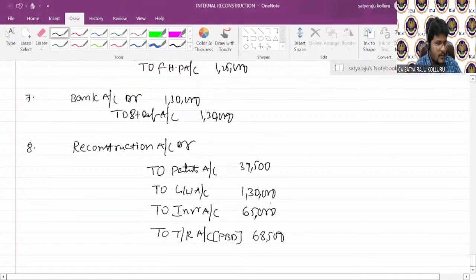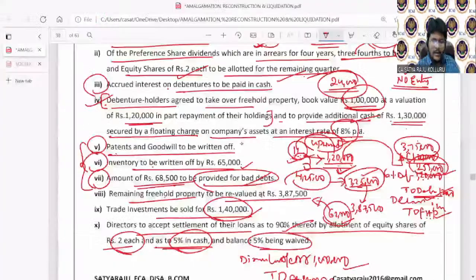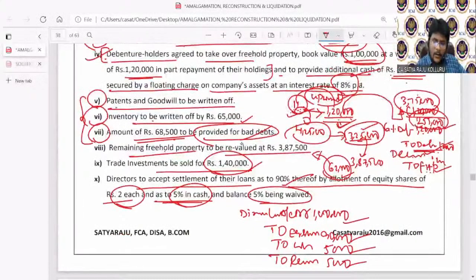37,500 plus 1,30,000 plus 65,000 plus 68,500. I got the total 3,01,000, guys. Okay. Next, concentrate. We completed point number 8. Remaining freehold property to be revalued 3,87,500.